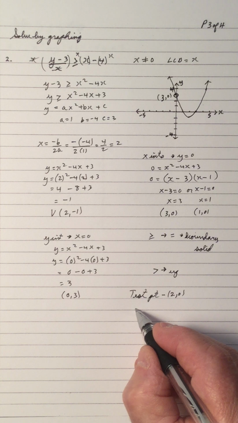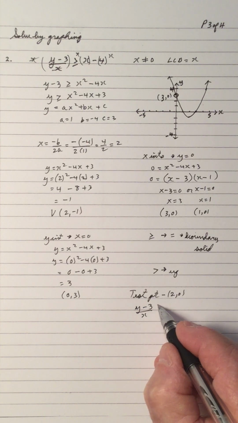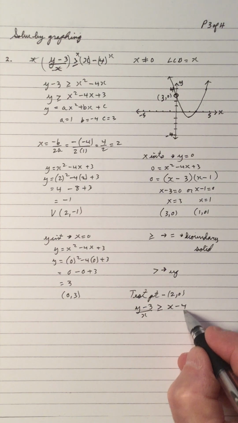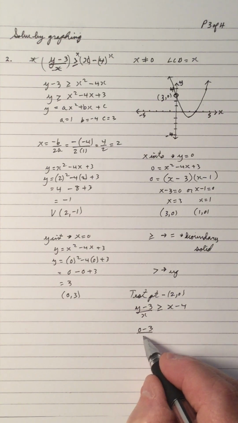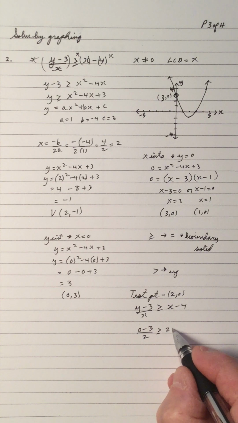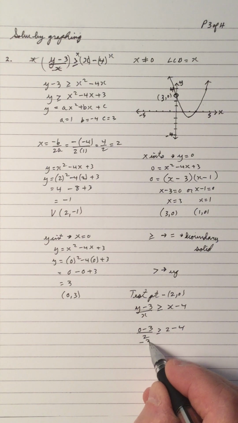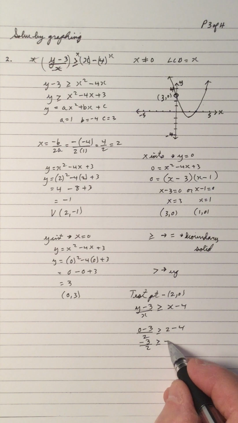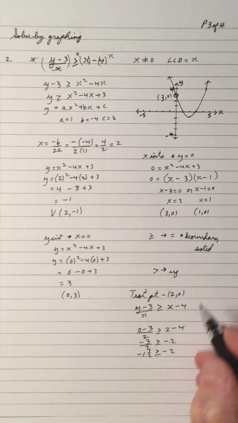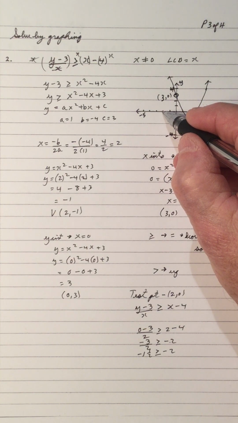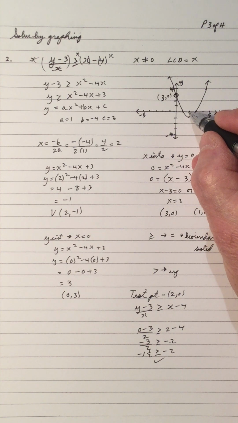So we check. We have y minus 3 over x greater than or equal to x minus 4 as the original. So y is 0 and x is 2. We put 0 in for y, x is 2. That's negative 3 over 2 greater than or equal to negative 2. Negative 1.5 is greater than or equal to negative 2. Negative 1.5 is here, negative 2 is here, so that's to the right. So that's a yes. That means this point is in the graph.